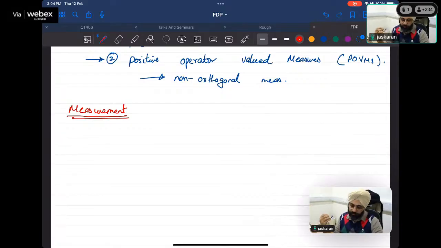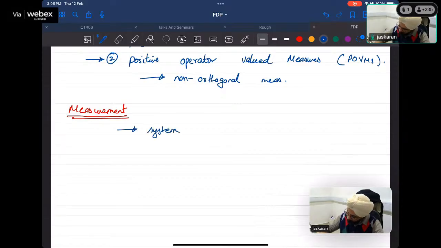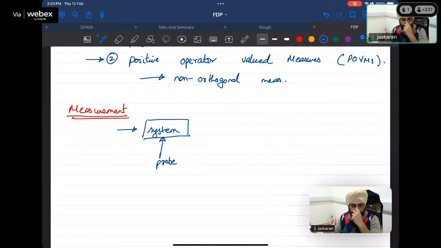So the idea is we have some system. Okay, we have a system, and we want to probe this system somehow. We want to probe this system for some of its outcomes. For example, I have a car, and somebody wants to know what is the speed of my car. That could be one of the probes.